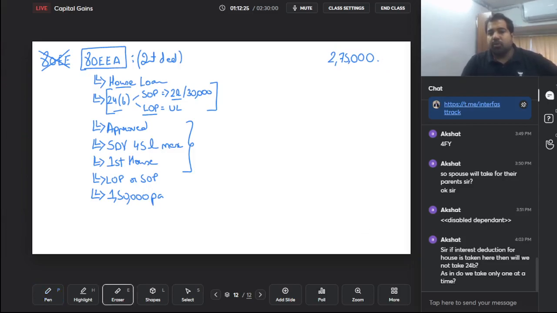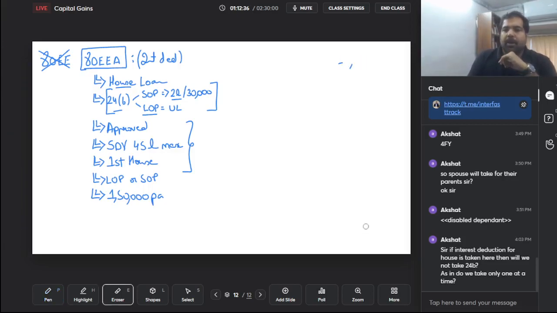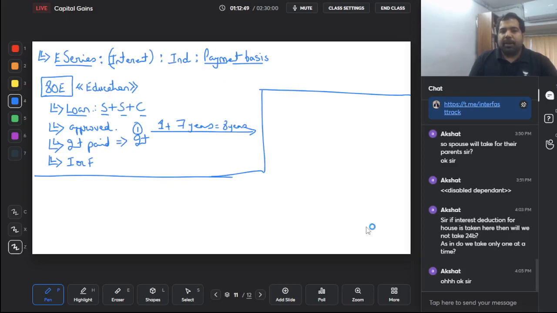Your interest deduction is only 75,000 and you've already taken it in 24B. Can I take it again here? Obviously not. You can only take one deduction for one payment. And in 24B you can take it even if it's paid or payable. Here you need to pay, you need to show me the money. That is 80EEA. Again guys, only for individuals. And please tell me, is it for resident, non-resident, both? It's for both, because guys, whenever you take a loan and you pay interest, you help the economy.